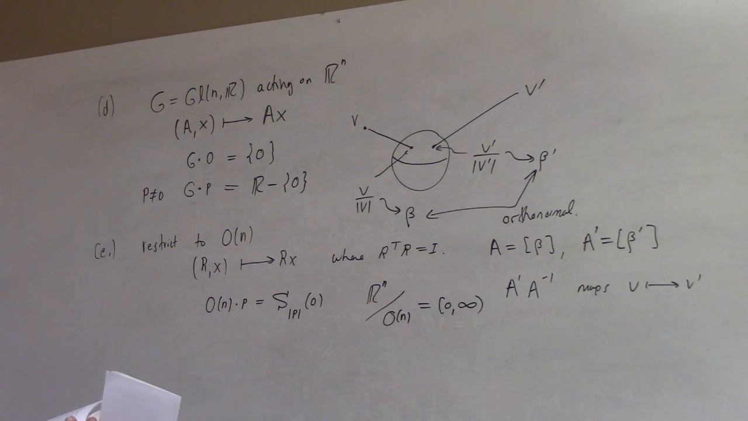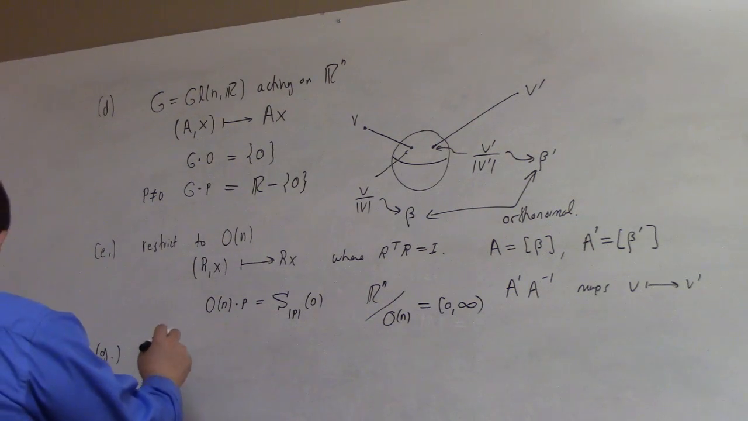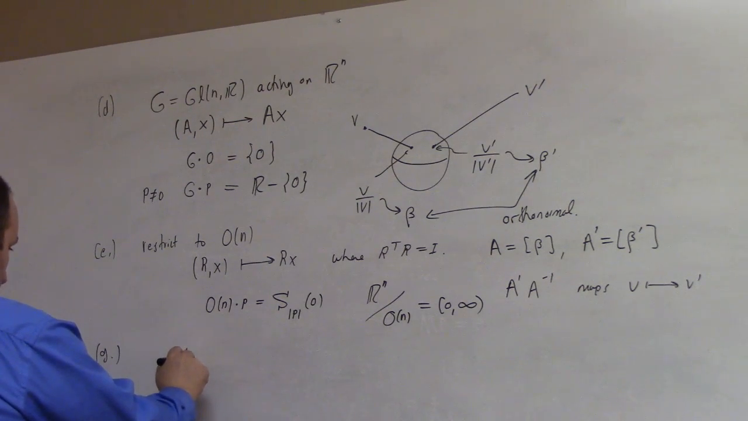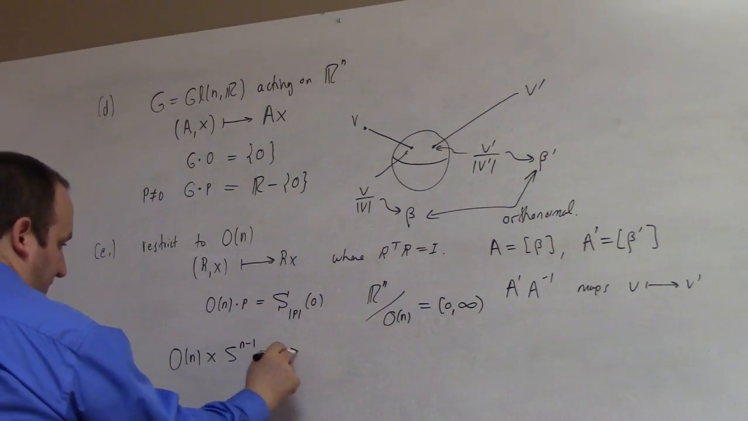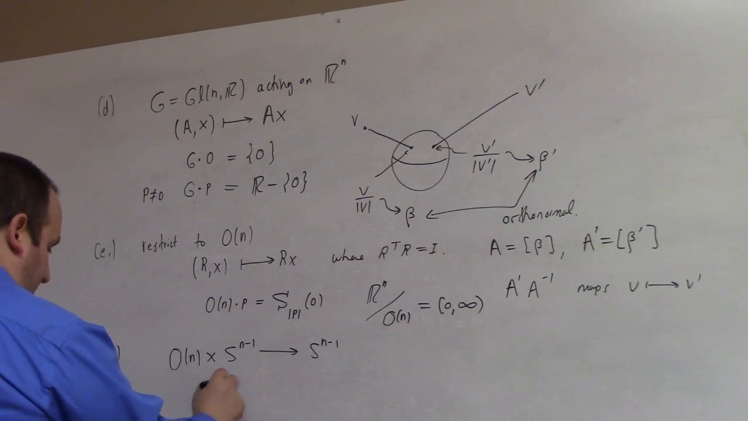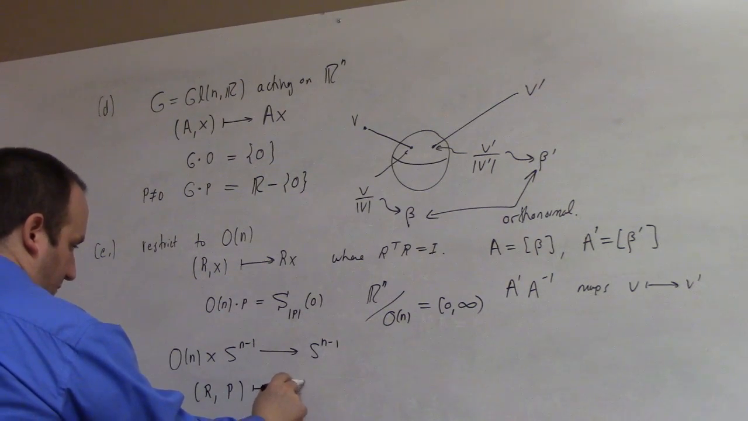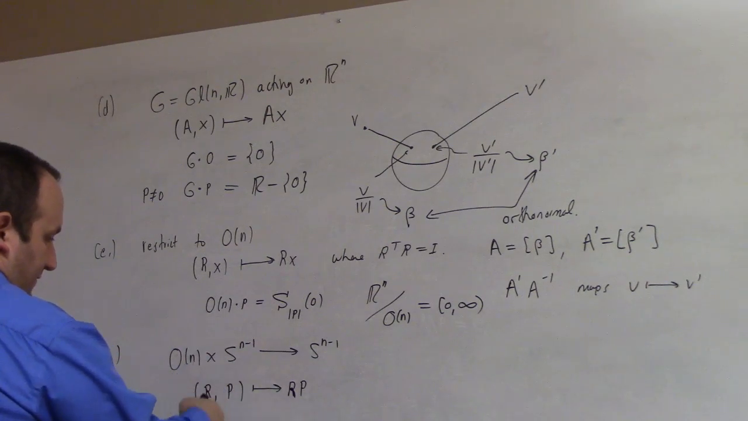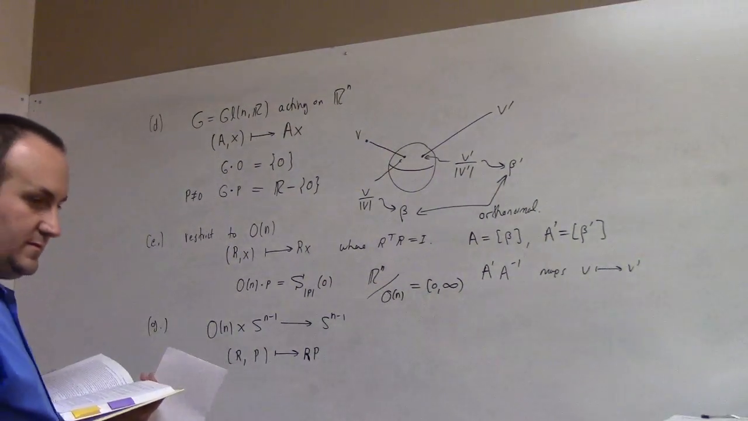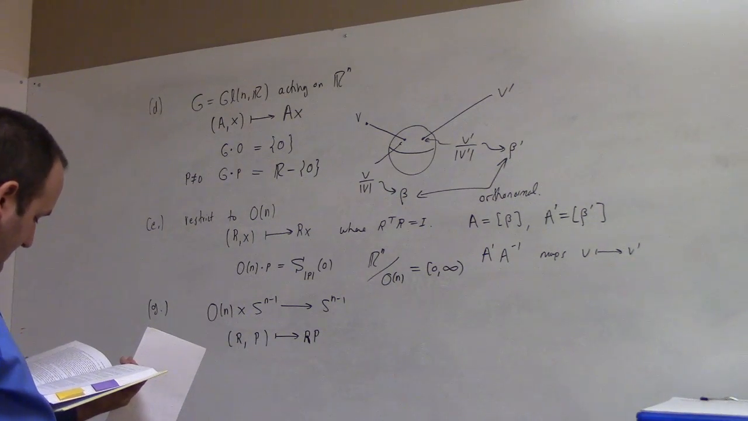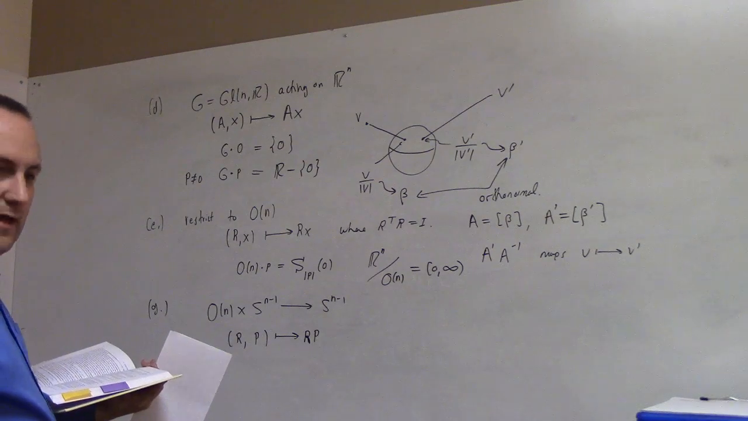You can also look at... he is actually deleting the origin in the last three examples in his book. You can look at O_n cross S^(n-1) to S^(n-1), which would be the mapping (R, p) maps to Rp again. That makes sense because if this has length 1 from the origin, it's still on S^(n-1). And this action is transitive. So what does transitive mean, actually?